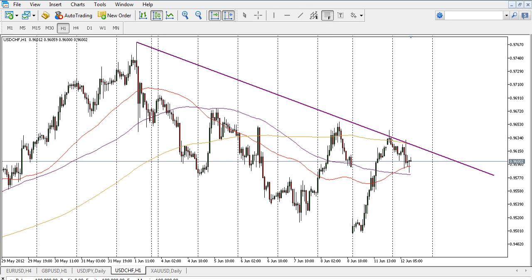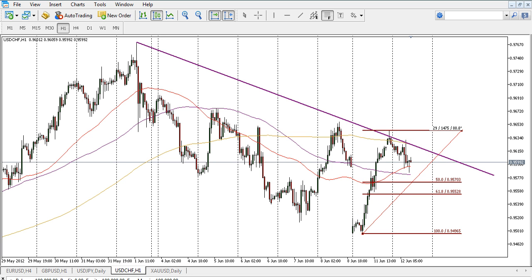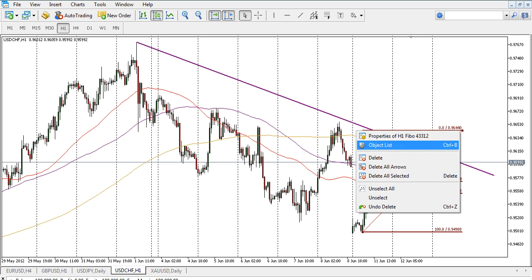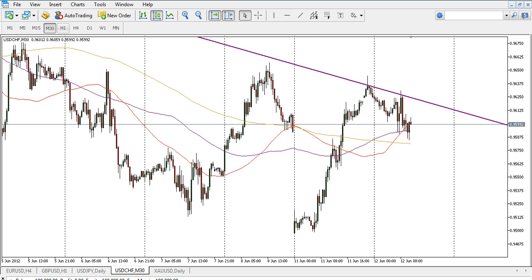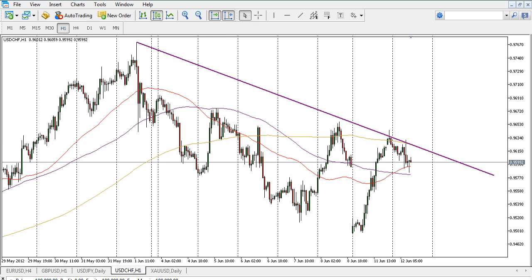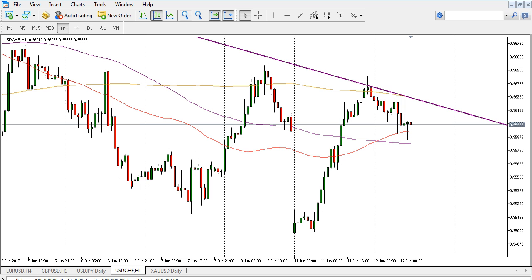So you can see from this recent fib here, it hasn't quite come down to the 50%, but we are getting a nice bit of support. If you look at the 1 hour chart off of this 55 bar moving average, you can see around this level, where it stands at 0.9592, we're getting a nice bit of support.